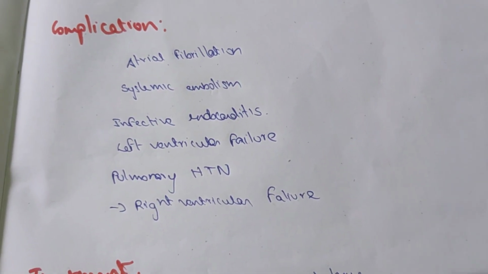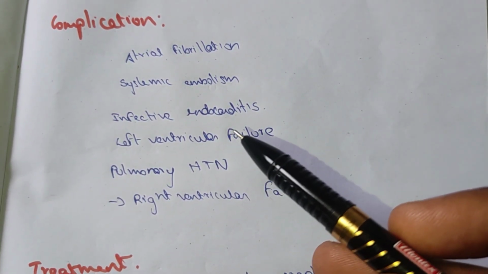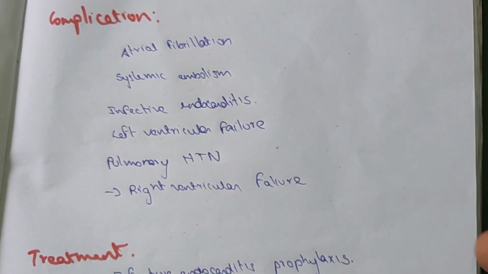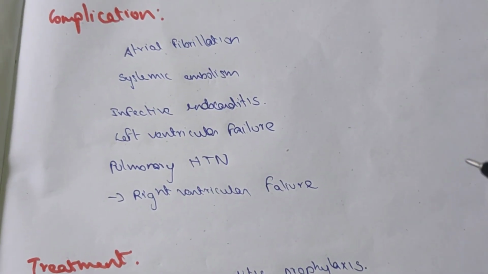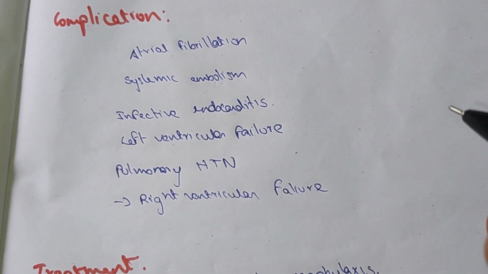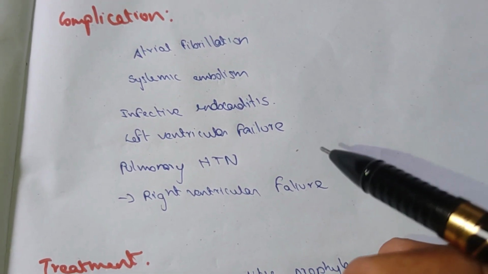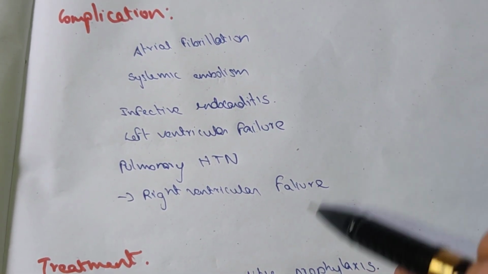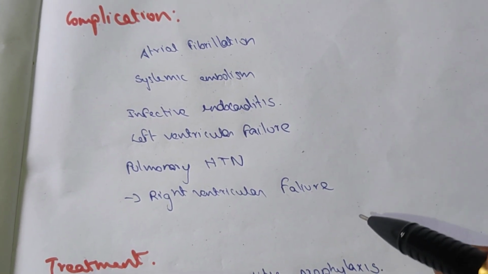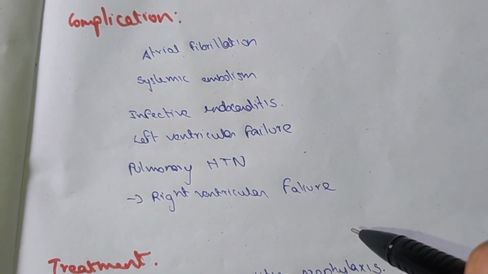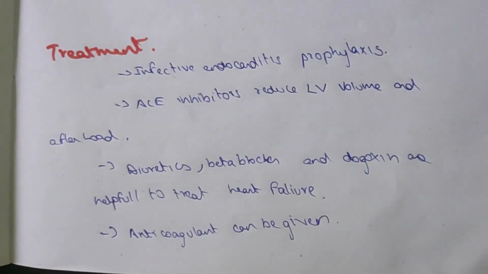Complications are atrial fibrillation, systemic embolism, and infective endocarditis. I have already uploaded a video on atrial fibrillation, please see that also. Systemic embolism and infective endocarditis videos I have also uploaded. Left ventricular failure, pulmonary hypertension and right ventricular failure are also complications. These are the complications.